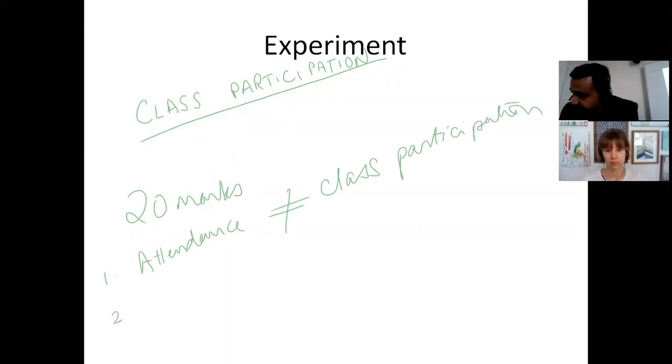Second thing, if there's positive class participation, which means you're engaging, you're answering questions, you're asking questions, you're reflective of what's going on, positive and consistent participation.